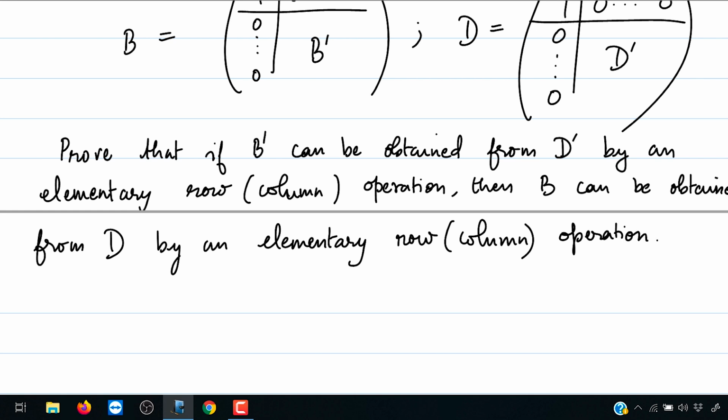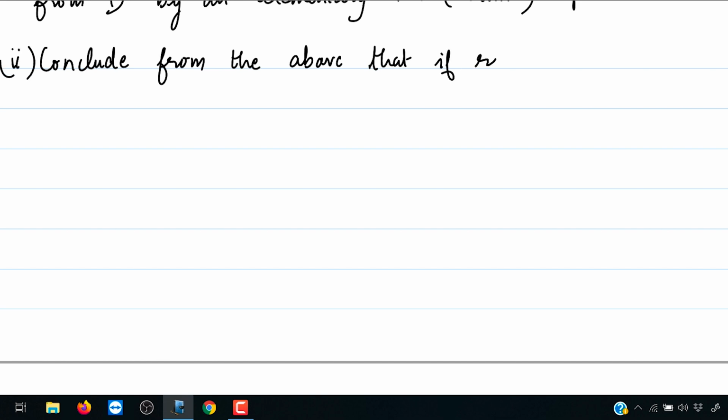Further, conclude that if the rank of B is, say, R, then the rank of B prime is R minus 1. So conclude from the above, let me call it 2, that if the rank of B is equal to R, then the rank of B prime is equal to R minus 1.